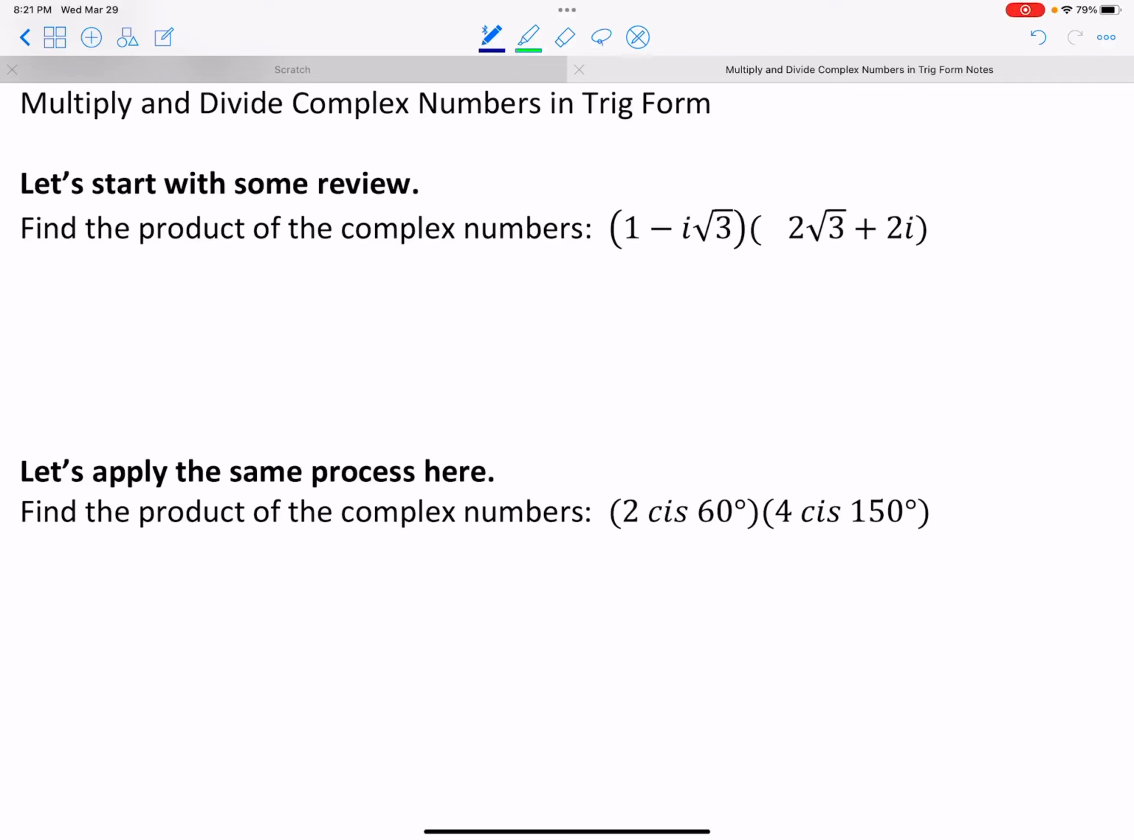Hello and welcome to our lesson on multiplying and dividing complex numbers in trig form. Now before we actually get to the multiplying and dividing of the complex numbers in that trig form, we're going to start with some review.